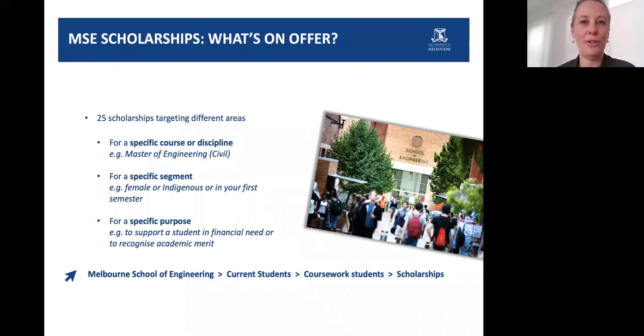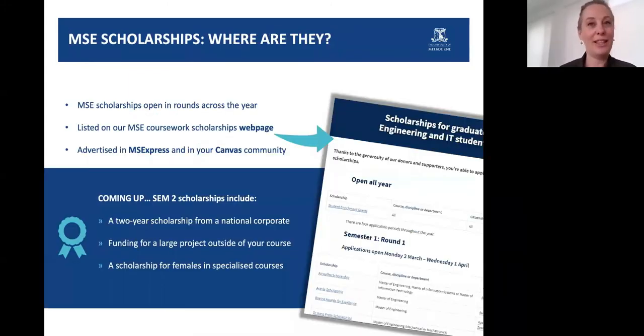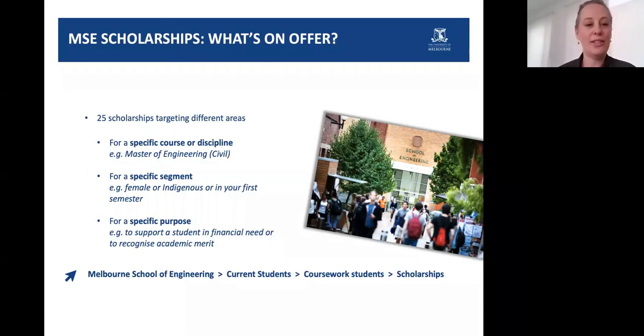and others for a specific segment of our cohort, so whether you're a female student, an Indigenous student, maybe in your first semester of your master's degree, there are special scholarships targeting those. And also for specific purposes as well. So those things might be to support you if you're in financial need or experiencing some form of disadvantage. And there are also scholarships to recognise academic merit as well. Some of these scholarships are once-off payments, but others are ongoing for the length of your course. And they can range from $2,000 right up to around $40,000, so quite substantial.